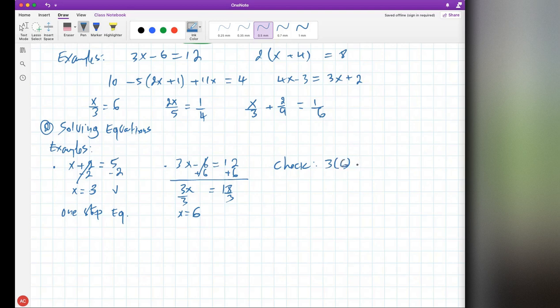minus 6 equals 12. We don't know it yet, actually. We need to say, is it equal to 12? So 3x minus 6. Instead of x, we put the possible solution, and we say, is it equal to 12? We don't know yet, that's why we're checking.